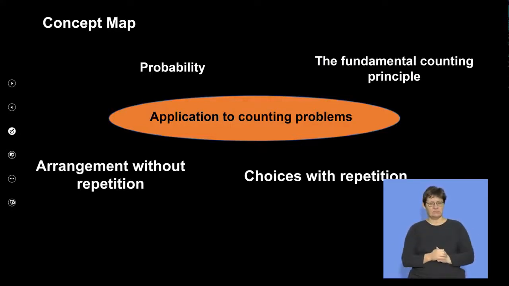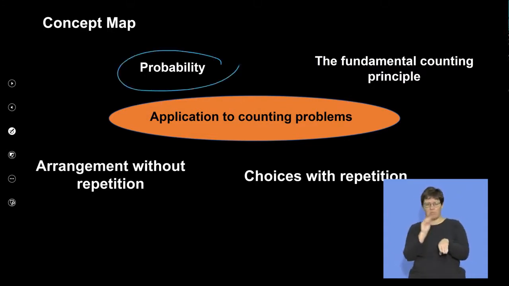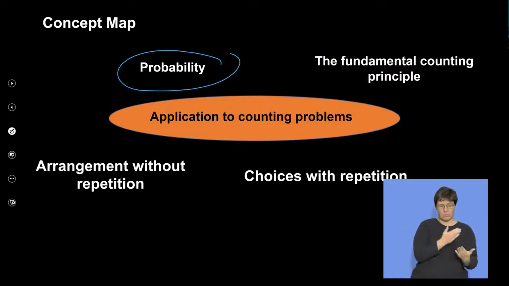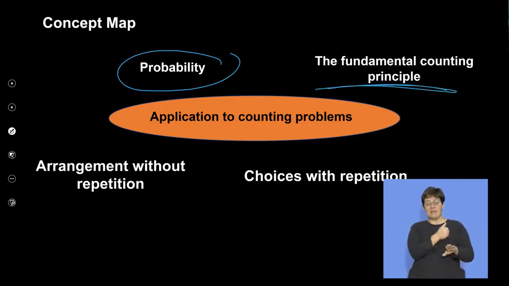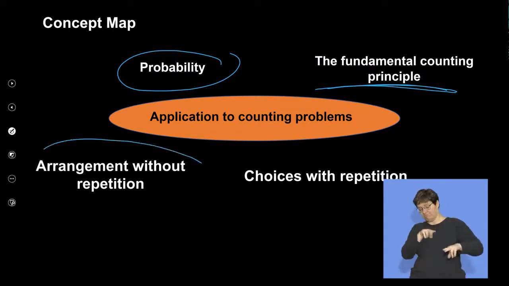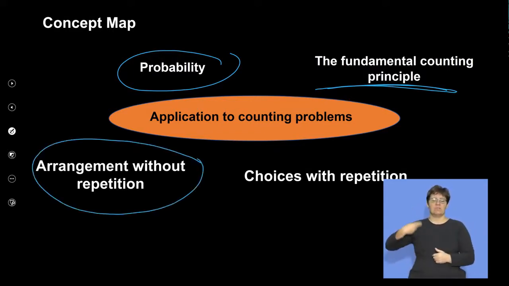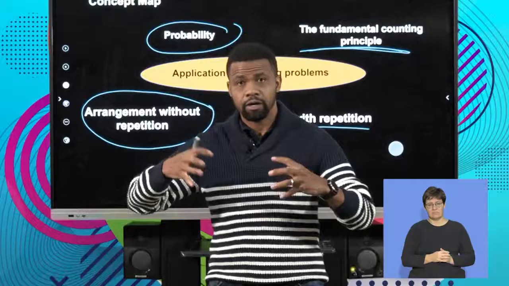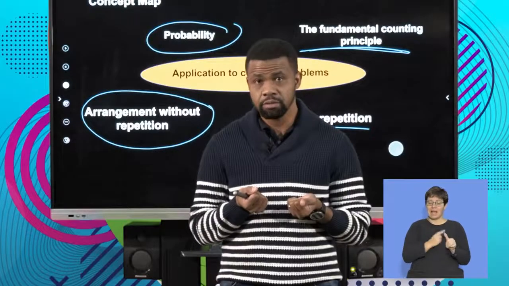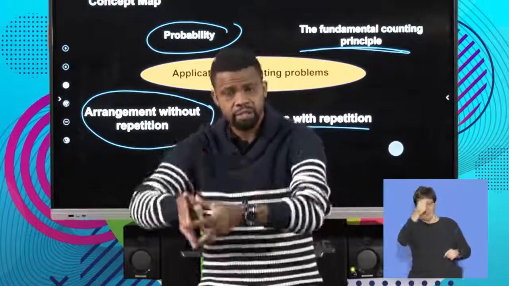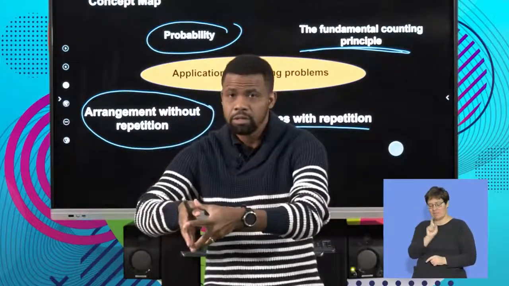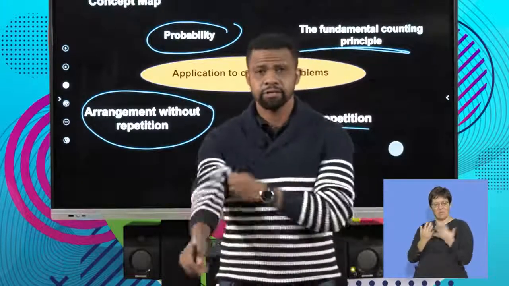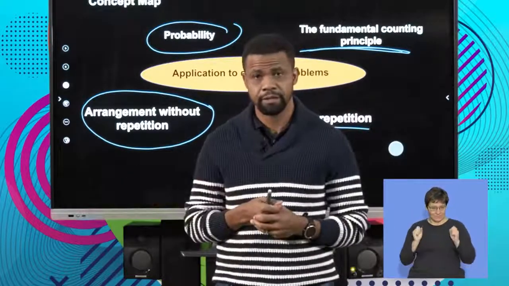Now, let's look at what you're going to focus on. We said we're going to look at the application of the counting principle, but we'll look at problems relating to probability. We'll revise the fundamental principle of counting, then look at arrangement, examples, repetition and choice with repetition. It's very important that you have mastered your counting principle because you're going to use the fundamental counting principle to calculate some probability. So that's the application of that. Are we together?